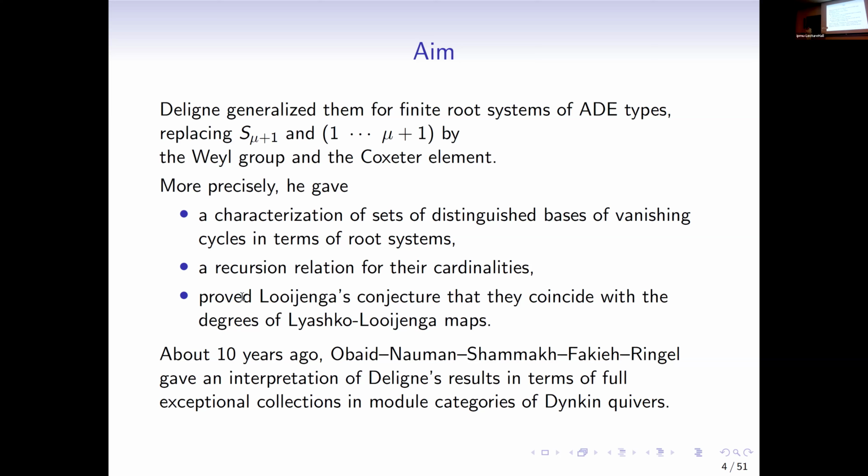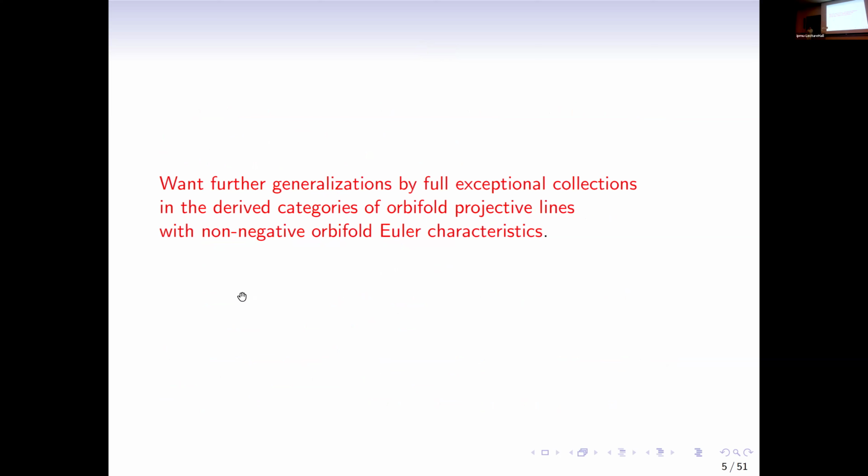And about 10 years ago, people from representation theory gave an interpretation of the previous result with some recursion formula and so on in terms of full exceptional collections in module categories of quivers. And what I want to do is to give a further generalization by full exceptional collections in the derived categories of orthogonal lattices with non-negative orthogonal form. So in other words, I'd like to generalize them to the affine cases and elliptic cases.